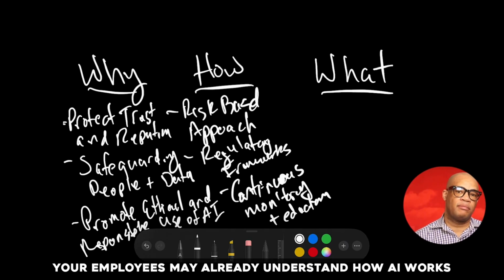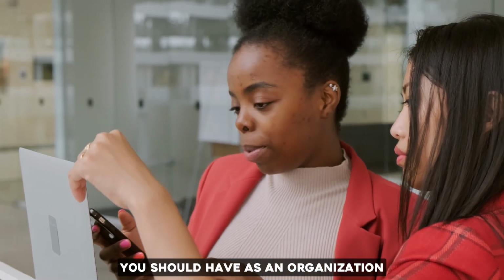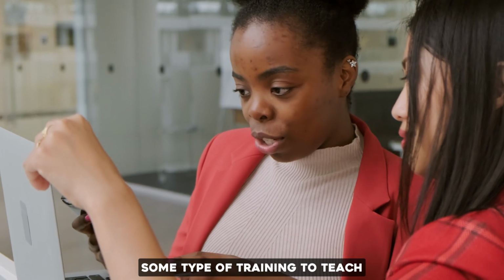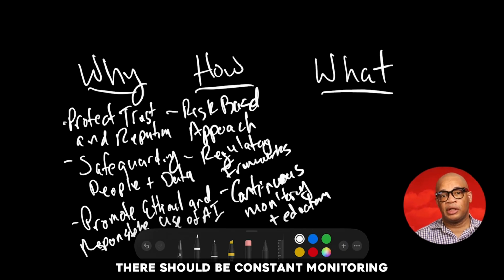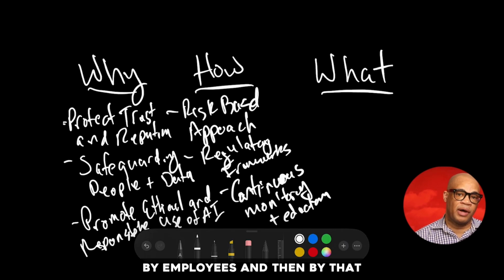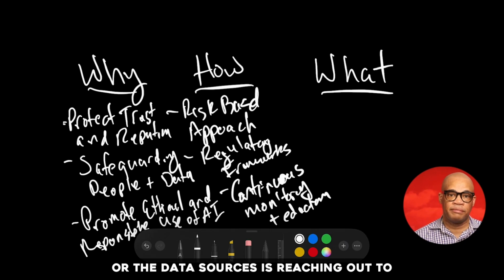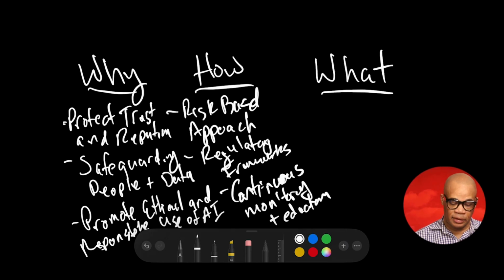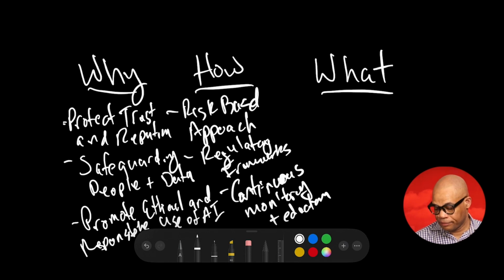Your employees may already understand how AI works, but you should not assume. You should have, as an organization, some type of training to teach your employees how to use AI responsibly. Additionally, there should be constant monitoring so that you understand what and how AI is being used for by employees. And then by that, you can basically tweak the scopes that AI is using or the data sources it's reaching out to. But once again, you don't just want to put AI out there and just assume the best. That's most definitely the quickest way to have lots of risk on your hands.